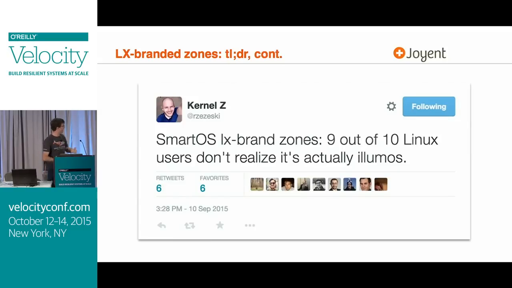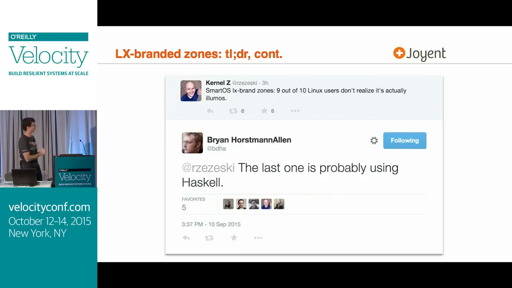So I love this tweet. 9 out of 10 Linux users don't even realize it's actually illumos. Of course, I'm like, hey, wait a minute, is there 1 out of 10 that actually does? To which someone else responded, the last one is probably using Haskell. I don't even know why that's funny, but it is. It's one of those things. I think Haskell's the butt of the joke.